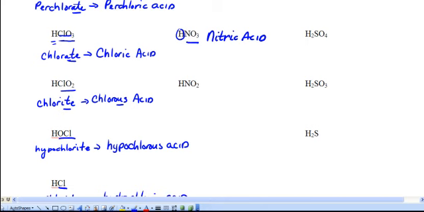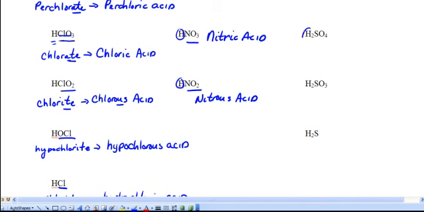Down below it, again, you have your leading hydrogen, so you know it's an acid. NO2 is nitrite, therefore we call this nitrous acid. Nitrous acid.